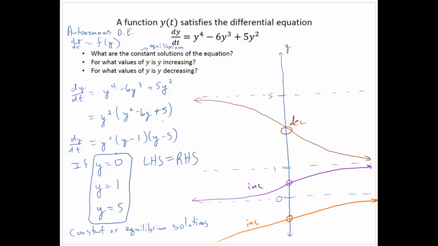And finally, if we choose a number for y greater than 5, we have a positive and a positive. So it must be increasing. And so we get a curve that does something like this.